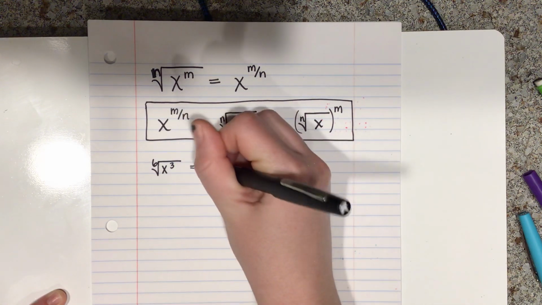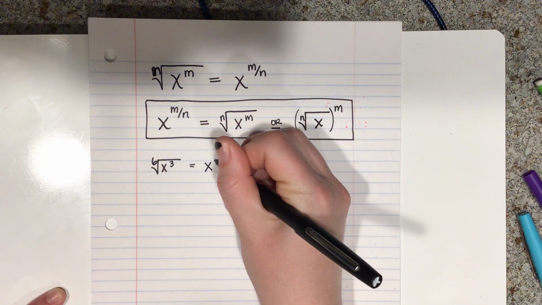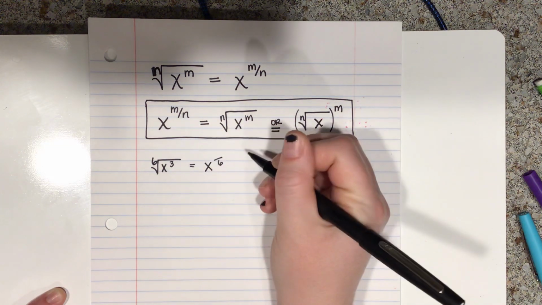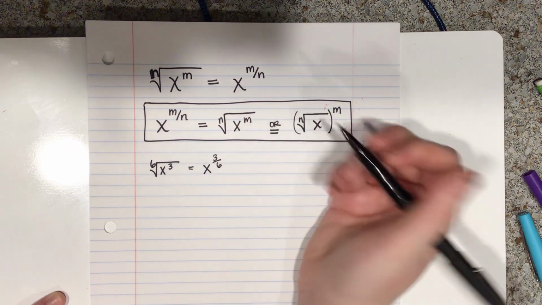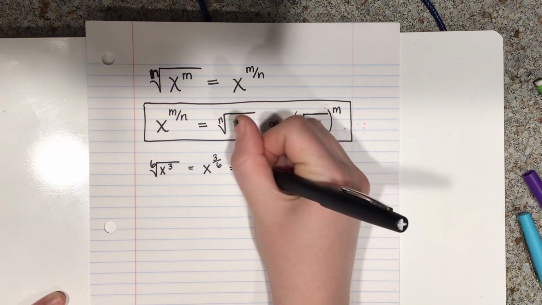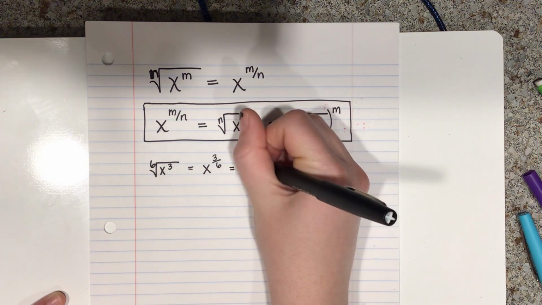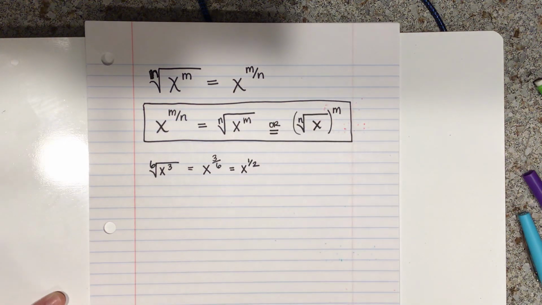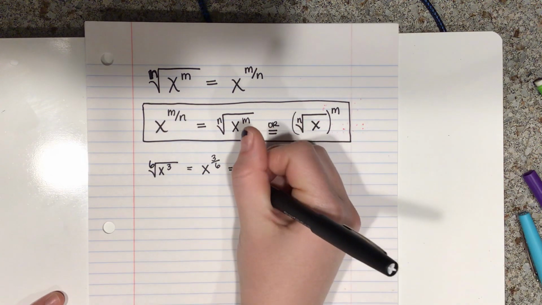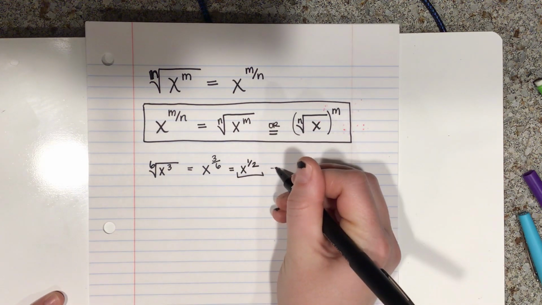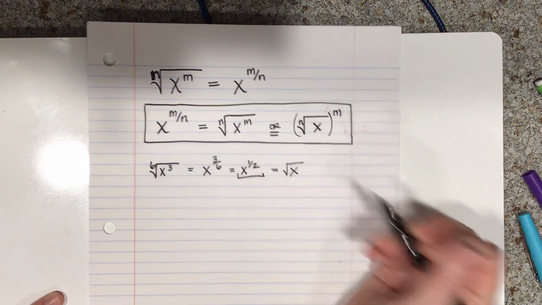Well, I end up with x to the, well, that's my index, so I'm going to put that in the denominator, and then this in the numerator. And so this ends up giving me x to the, I can simplify 3 over 6, which is 1/2. Now, if a question asked me to leave it as a rational exponent, this would be my answer. This is my answer as a rational exponent. If it wanted a simplified radical, the square root of x would be my answer.